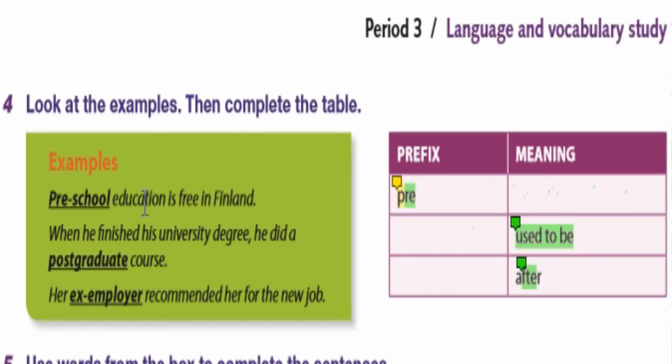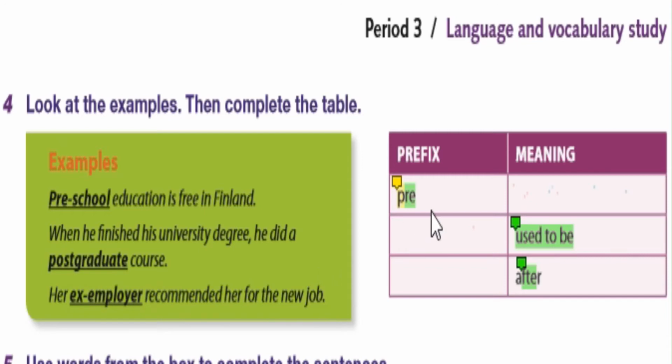Examples: Preschool education is free in Finland. When he finished his university degree, he did a postgraduate course. Postgraduate studies are like the master's and the doctorate, after graduation. Her ex-employer recommended her for the new job.